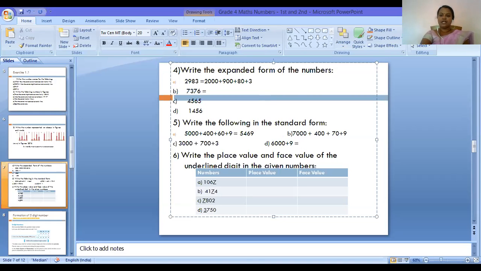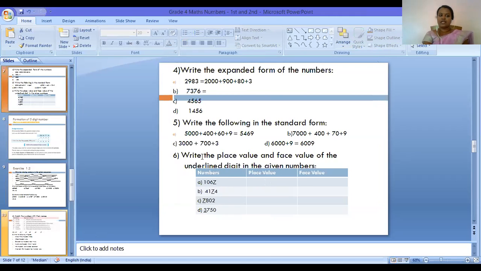Let us try the last one. It seems to be different. That is, you have 6,000 plus 9. So the hundreds place is absent. The tens place is absent. So we place 0. And finally we have 9. So this is read as 6,009.